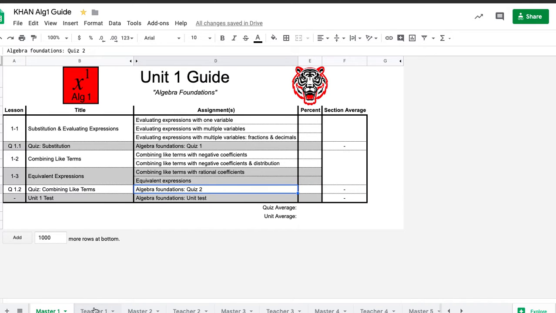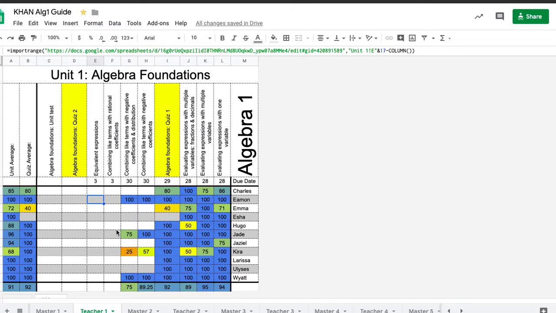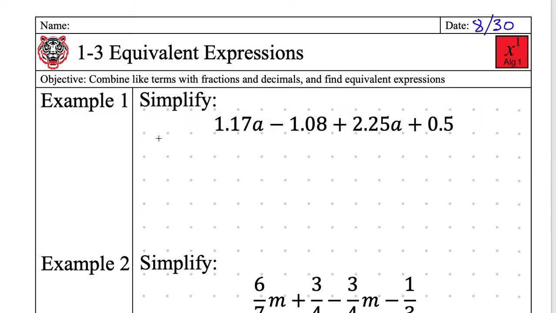Let's see how many people have been updating their unit guides. So if you are one of these people, I am recording this Thursday night at 9:30, so maybe some people need to still update this, but make sure that you're updating your unit guide. Alright, let's jump right back into the notes.